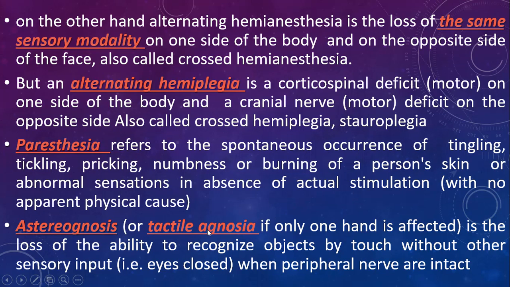Stereognosis, or tactile agnosia if only one hand is affected, is the loss of the ability to recognize objects by touch without other sensory input, i.e., with eyes closed, when the peripheral nerves are intact.